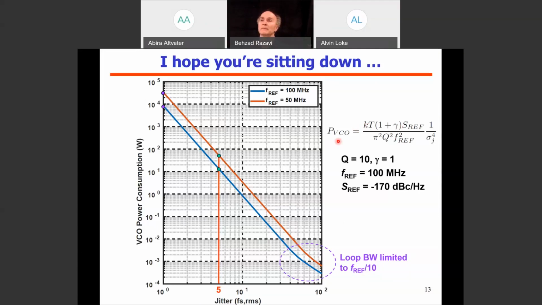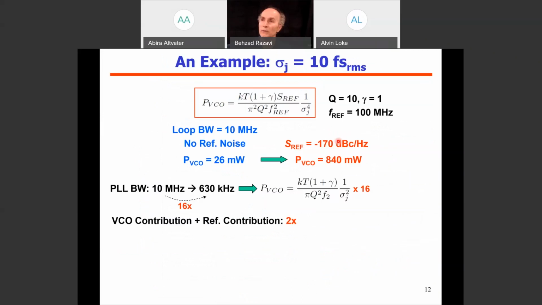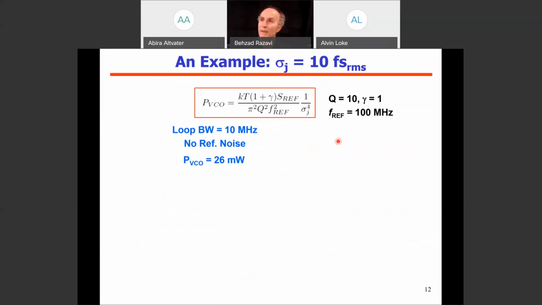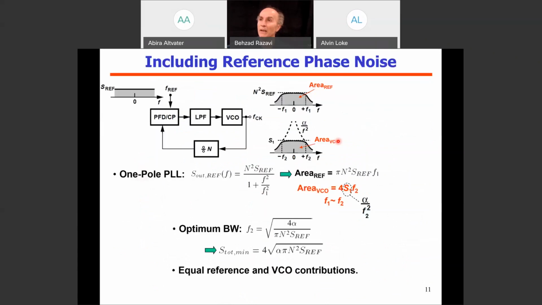Question before we move on. Obviously, there's a lot of interest. You made the assumption that F1 and F2 are the same to solve for the bandwidth. What if they're different? Right. What happens in that case is that these two area equations will not be the same. There will be F1 and F2, and F1 and F2 will still be related.